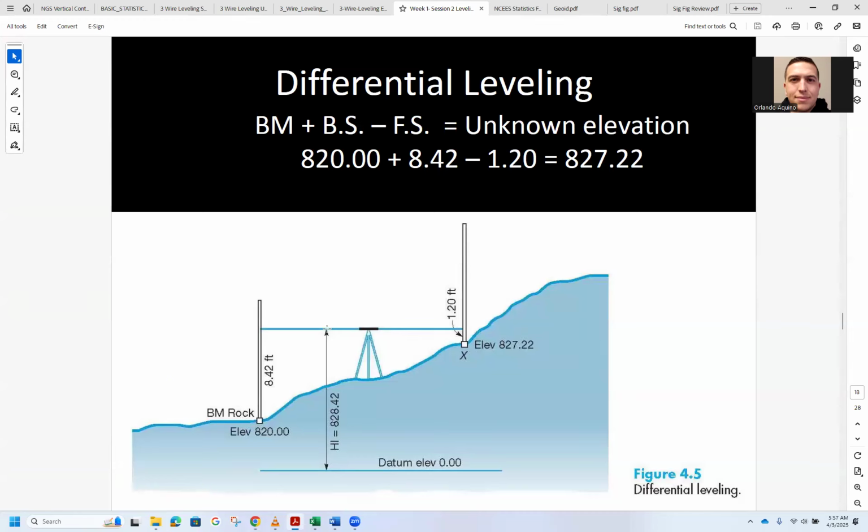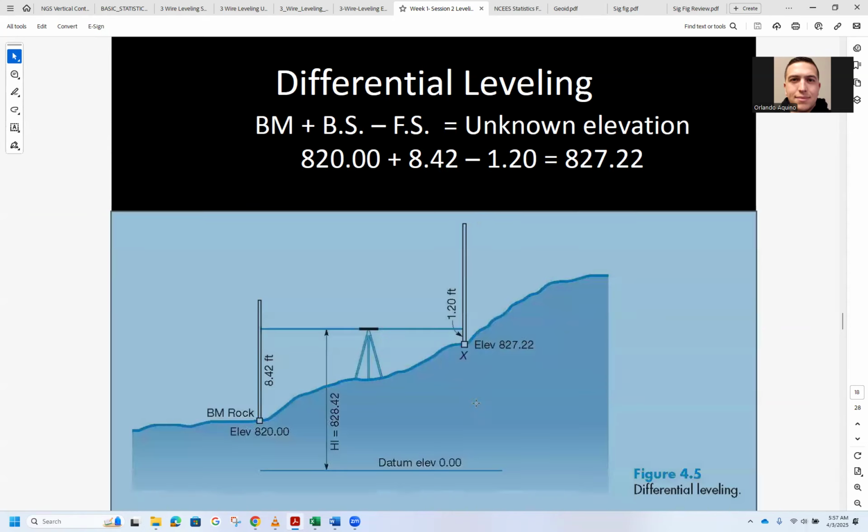And now we want to transfer that over to our X point, right? And again, we take that reading and we get a 1.24, and we're going to subtract that from our HI, and it's going to give us that new elevation of 827.22.